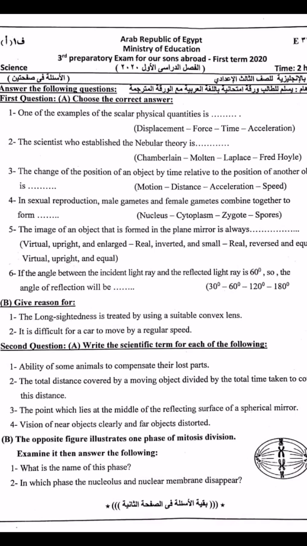B, the opposite figure illustrates one phase of mitosis division. Examine it, then answer the following. What is the name of this phase? The answer is it is metaphase because chromosomes are arranged in one line in the equator of the cell. So, number 1, it is metaphase.